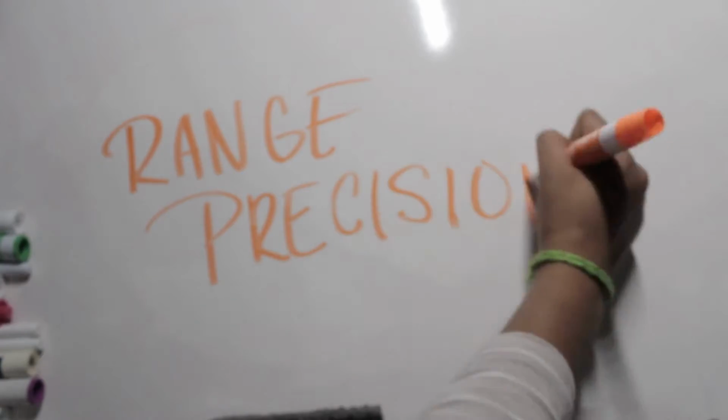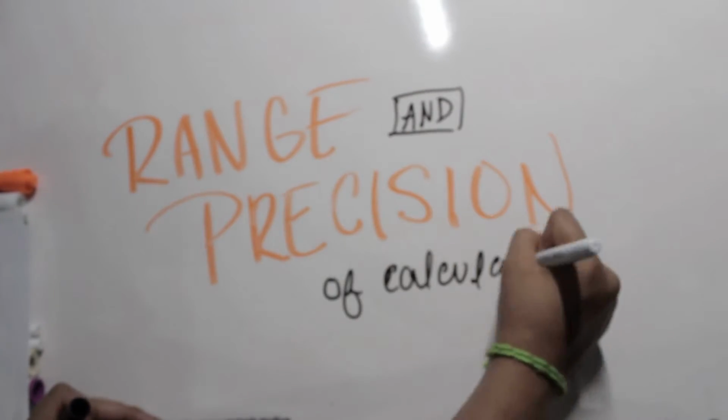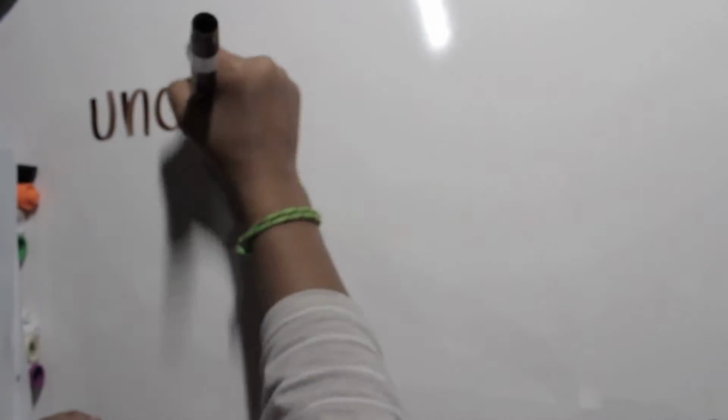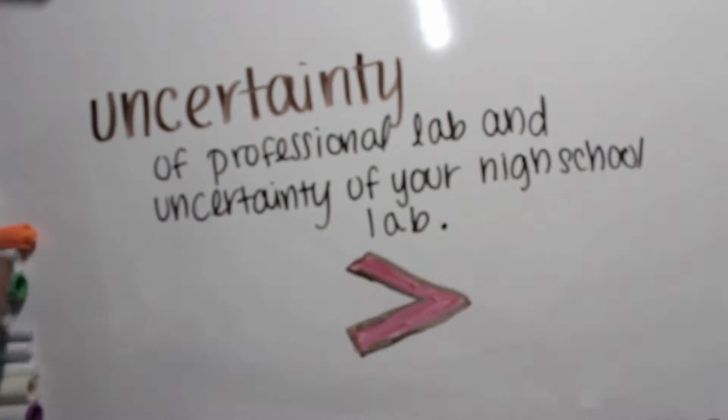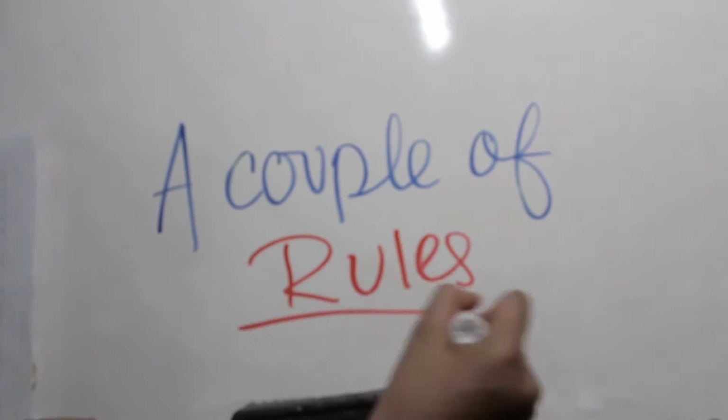Finally, we can move on to uncertainties. Uncertainties are a way to determine the range and precision of your calculations. For example, you would have a higher uncertainty than a professional lab because your lab equipment is less precise. There are a couple of rules when it comes to uncertainties, and we'll discuss them now.